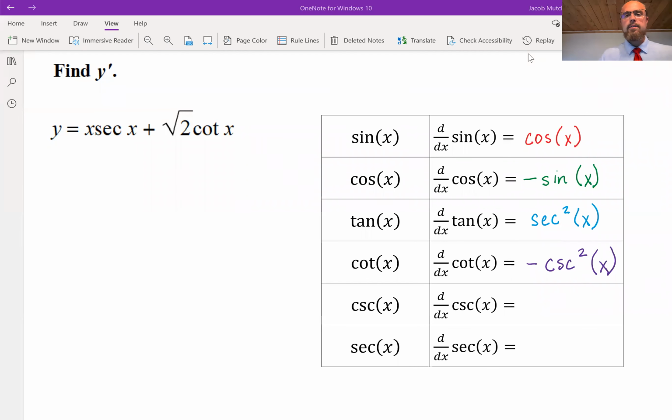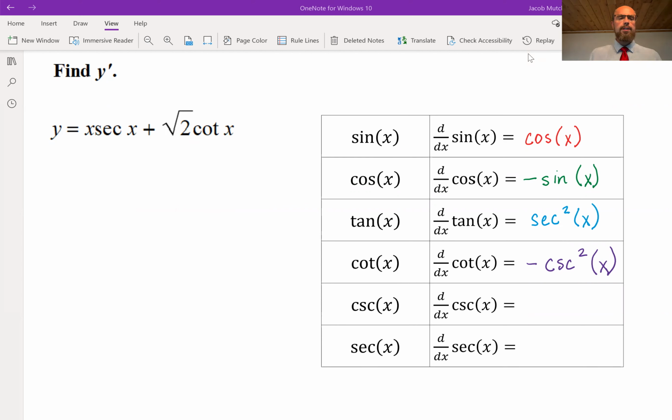Welcome to Calculus. We've taken a look at three examples of taking derivatives of trigonometric functions. Let's take a look at two additional examples that involve now differentiation of secant and cosecant. So we've got our four rules here.